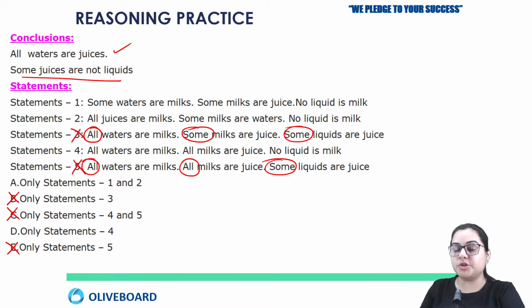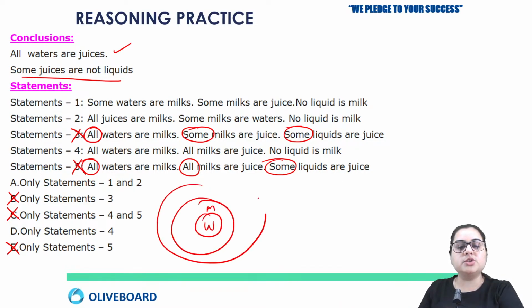Now you can use the options also. Just see the options, these are unique ones. Either your answer will be only statement 1 and 2, or your answer will be only statement 4. So if you have to solve this, instead of solving 1 and 2, first preference should be given to 4. If I solve the 4th one, all water are milk, all milk are juices and no liquid is milk. So the first conclusion, all water are juices, is true. Second, some juices are not liquids, is also true.